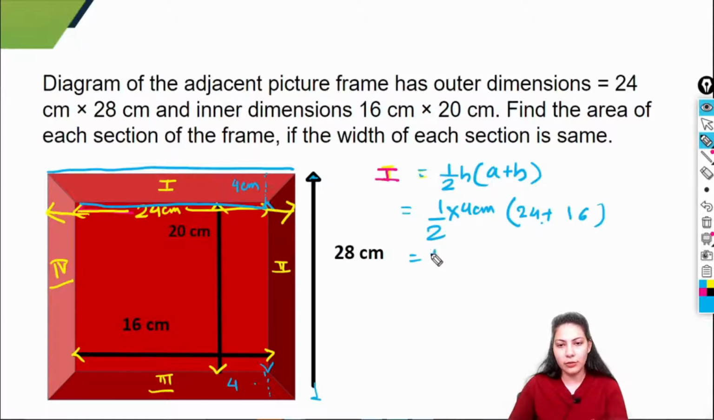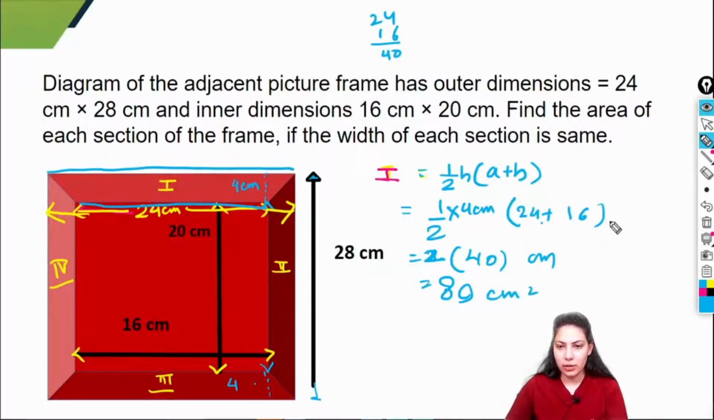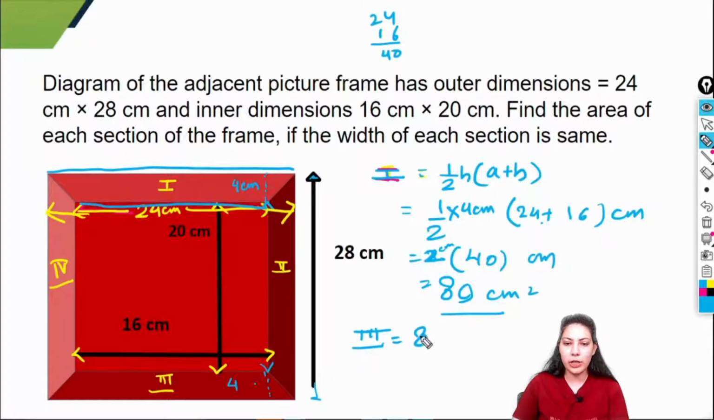So let's calculate. Half into 4 is 2, into 24 plus 16 is 40 centimeter. So it would result as 80 centimeter square. Here also 2 centimeter. Okay, so the area of the first portion is 80 centimeter square, which would definitely equal the third area also. So the third is also equal to 80 centimeter square.